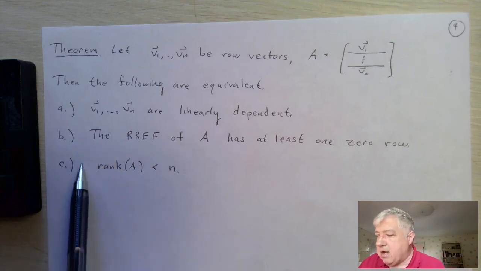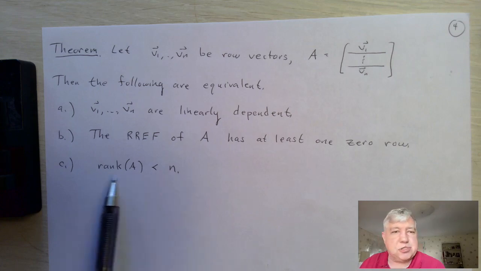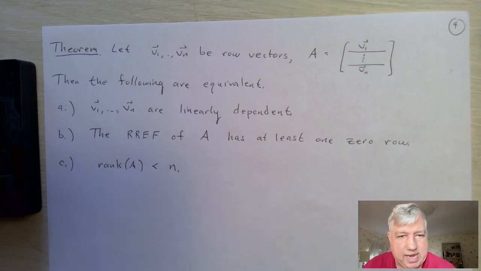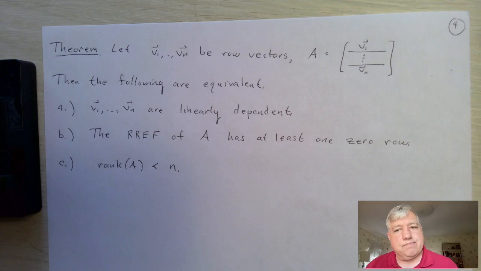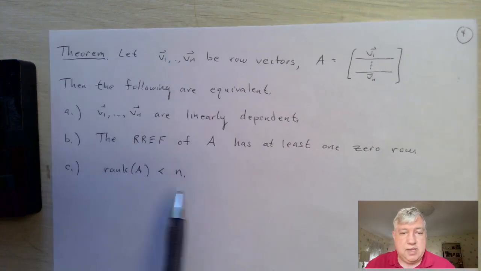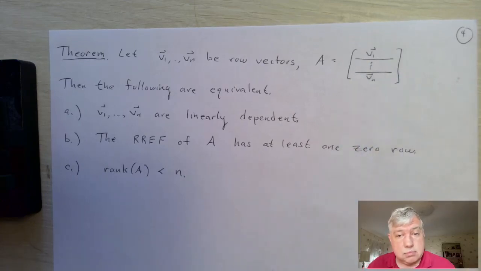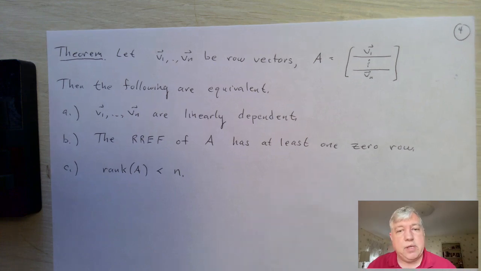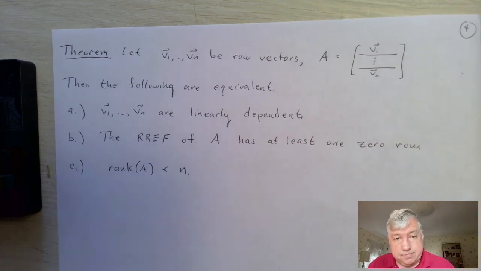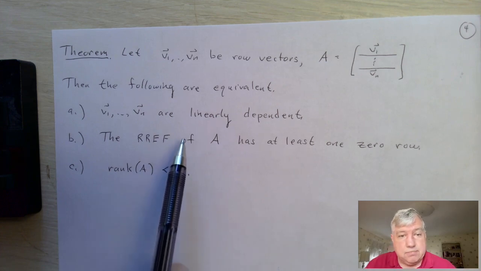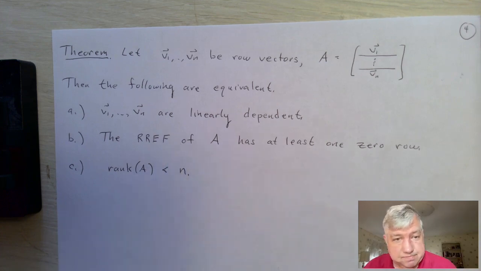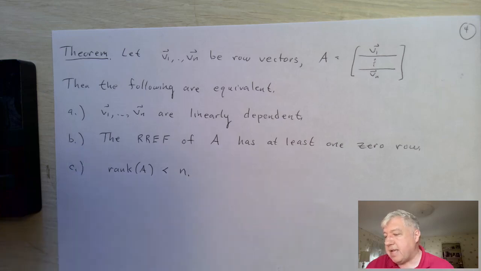B and C are equivalent just from the definition of rank. Remember that we define the rank of A to be the number of non-zero rows in its reduced row echelon form. So if the rank of A is less than n, and we have n rows, well, one of those rows has to be all zero, right? Okay. So then that implies B. And similarly, B implies C just from the definition. So B and C are basically the same statement.